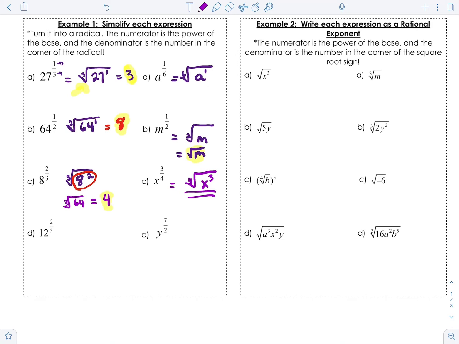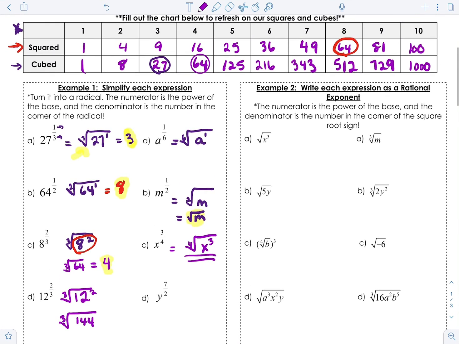All right, if we have 12 to the 2/3, let's see about this. So we write a radical. Our base is 12. Exponent is 2, while our index is 3. You don't want to leave it like that. 12 squared is 144. So, cube root of 144, let's look at our little list here. Don't see 144.